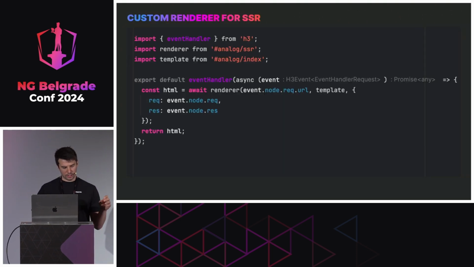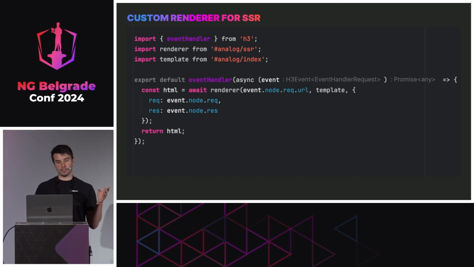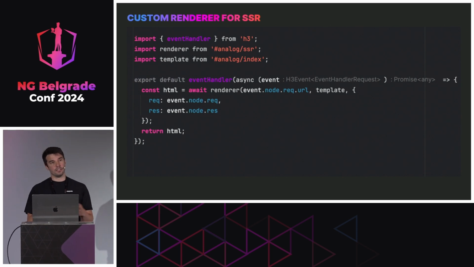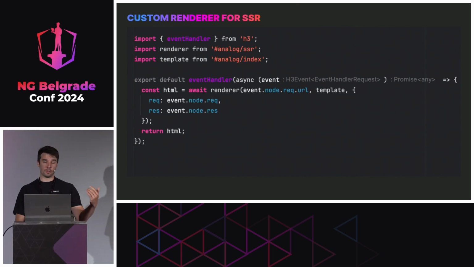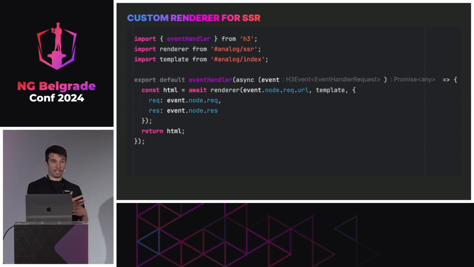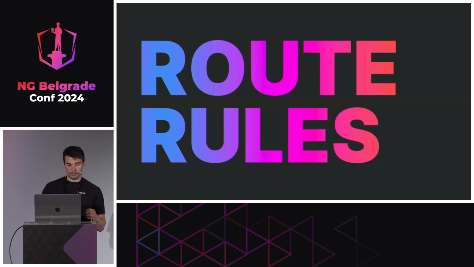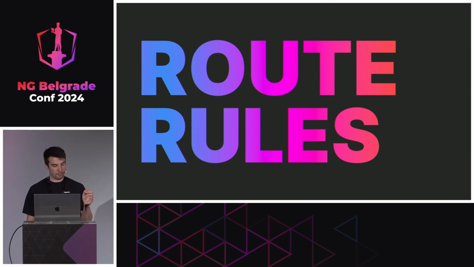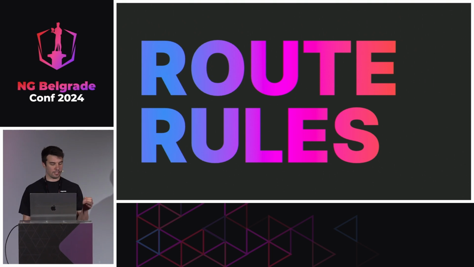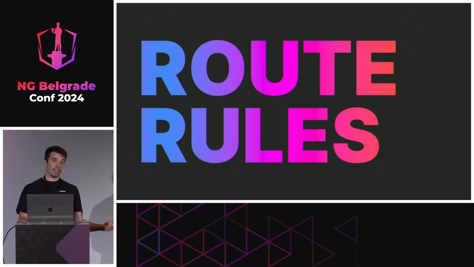And it does so by providing a custom renderer for server-side rendering. So if your request hits the Nitro backend server and it doesn't match any API route, you can define a custom renderer to return that page to you. And Analog provides that renderer and tells Nitro how to render these Angular pages, right? And Nitro has something called route rules, which is an incredibly powerful way to customize caching at a route level. And Analog exposes that functionality to you.